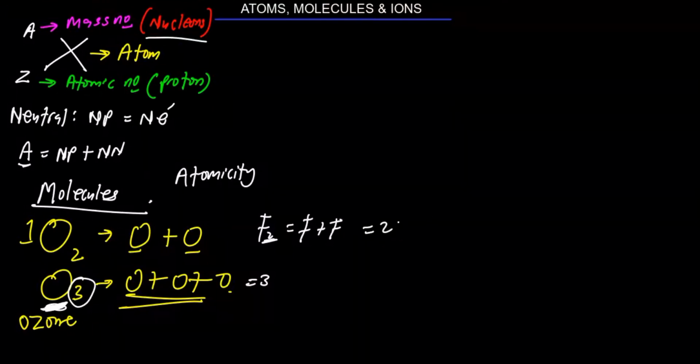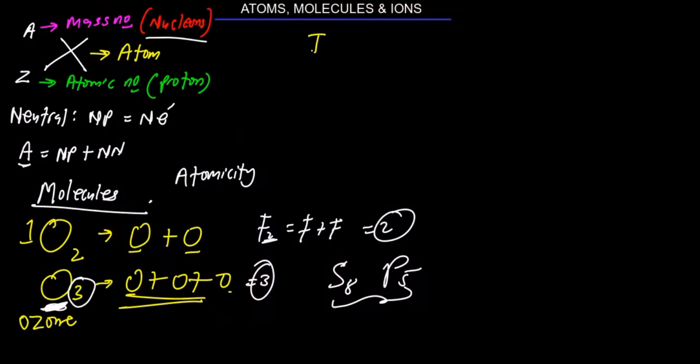So the one that has two atoms is said to be diatomic. The one that has three atoms is said to be triatomic. What about more than three? Like sulfur, S8, phosphorus, P5, all these are polyatomic. All right, that's that about that. Now, the last thing we'll be looking at is ions.